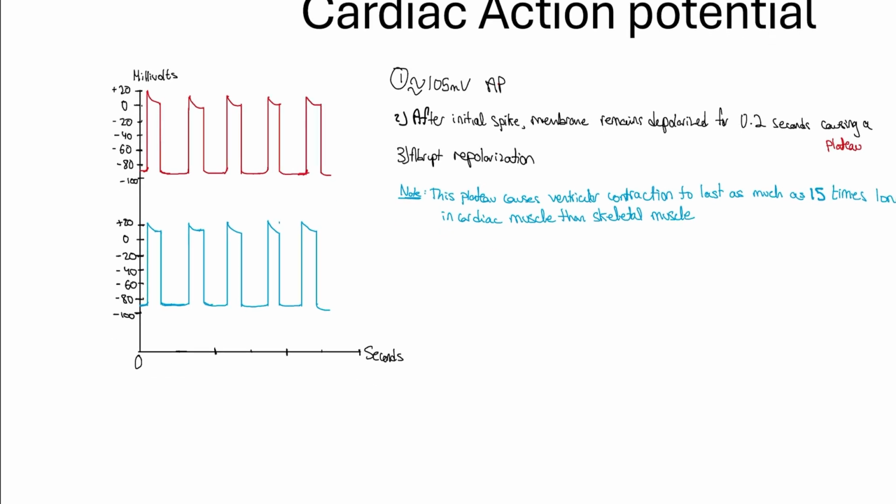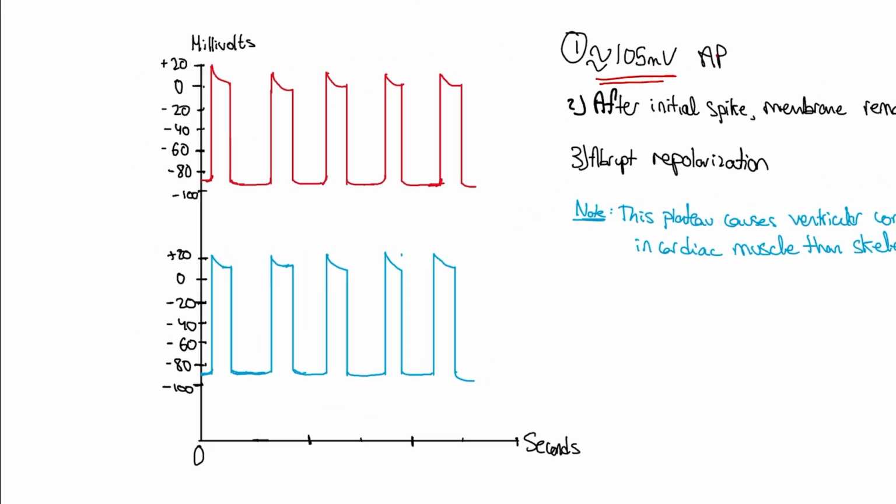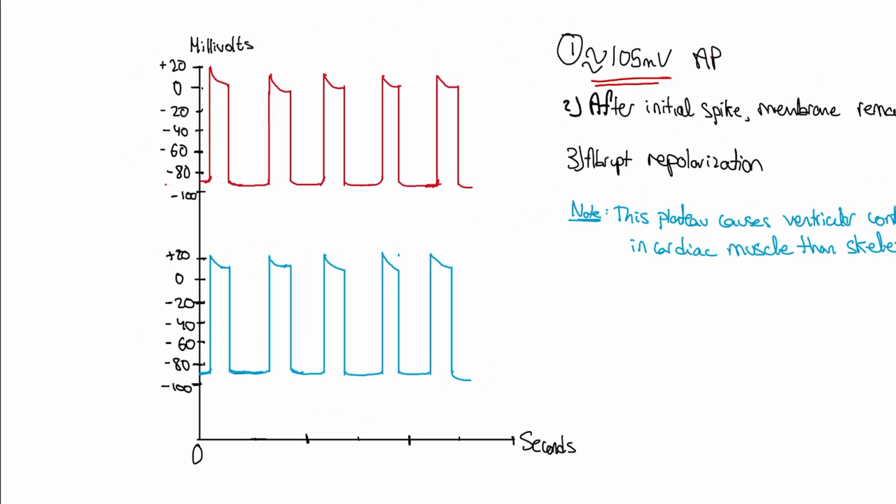To begin with, the cardiac action potential is around 105 millivolts. This is because it goes from a very negative value, which is around negative 85 millivolts, to a slightly positive value, which is plus 20 millivolts. So this gives us a total of 105 millivolts of action potential.